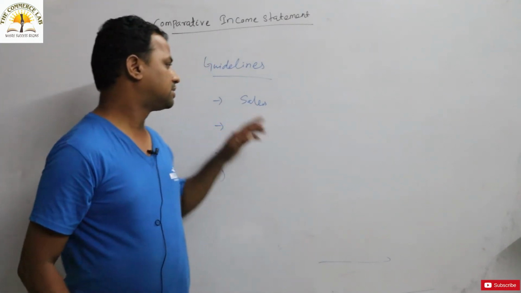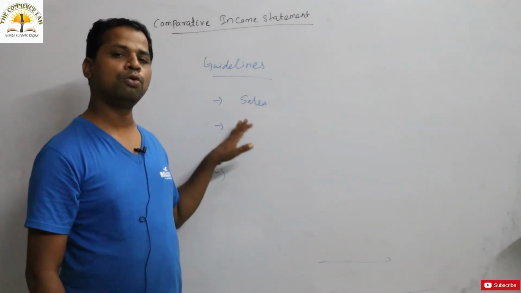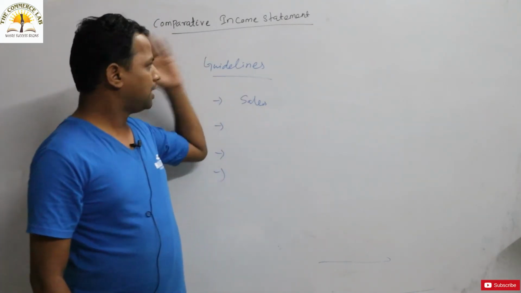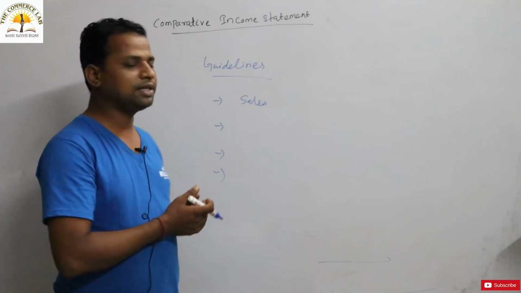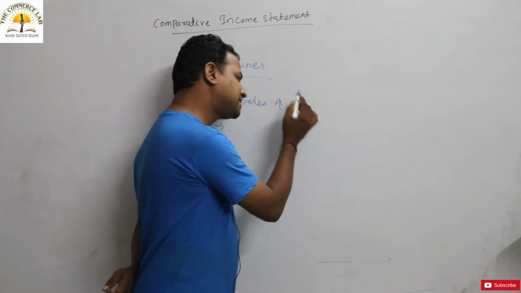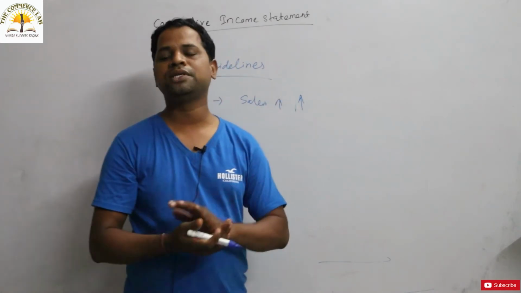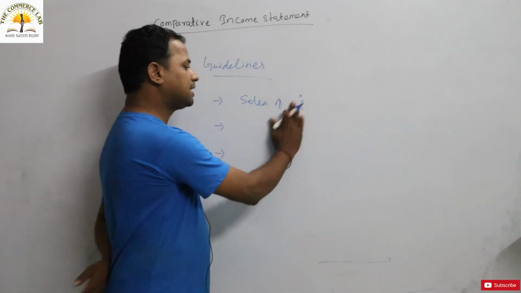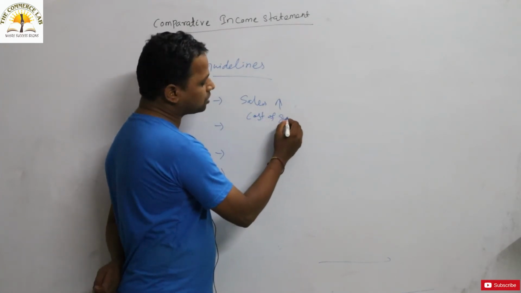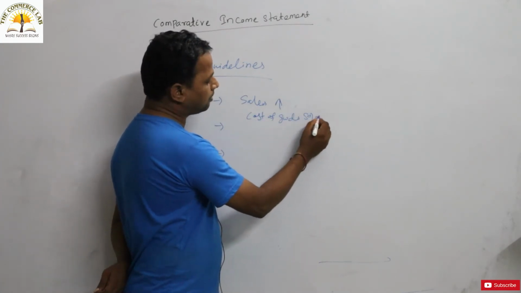So that's why sales is the first and foremost item which will come under this particular income statement. And while interpreting the sales, if there is an increase in sales, that does not mean the profit is increasing. If the increase in sales is more than the increase in cost of goods sold, what is that, everybody?